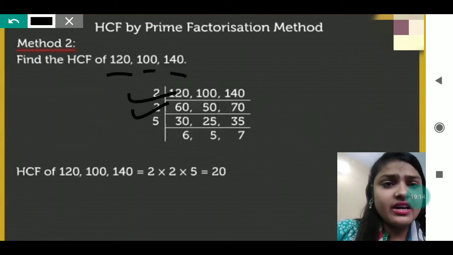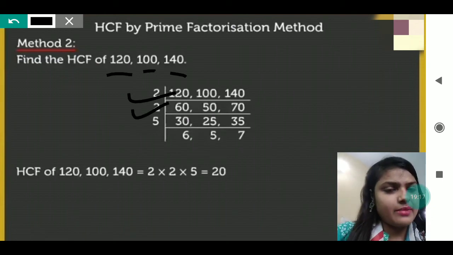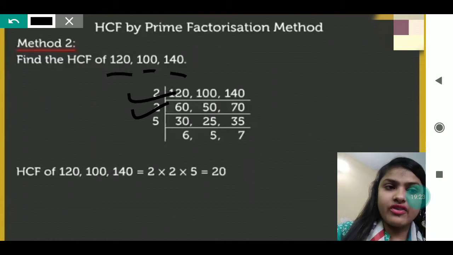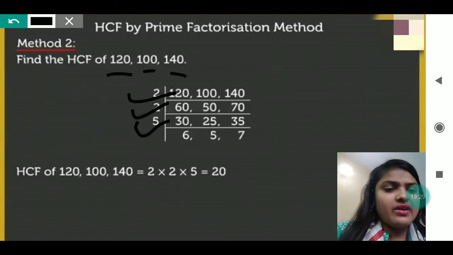After that, again I will divide 60, 50 and 70 by 2. If I divide 60 by 2, I get 30. If I divide 50 by 2, I get 25. If I divide 70 by 2, I get 35. In the same way, again, I am dividing 30 by 5.